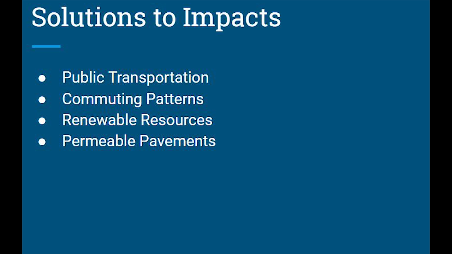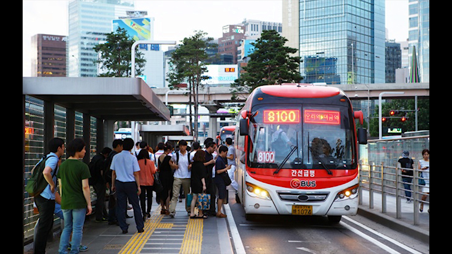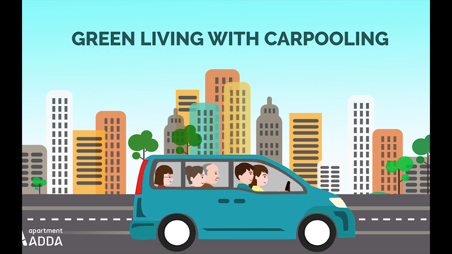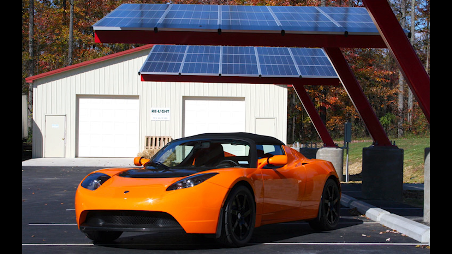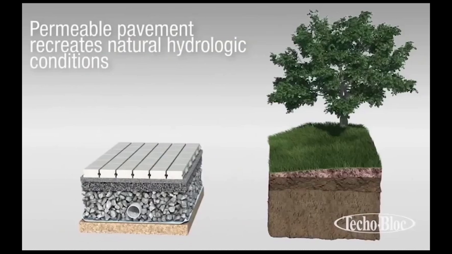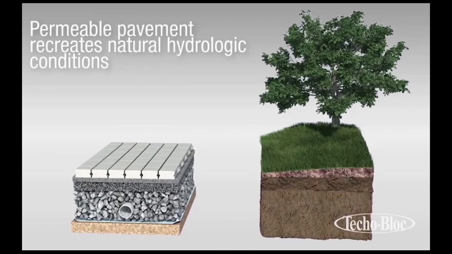Solutions to some of these environmental issues include public transportation, which would help in reducing the use of personal vehicles and the amount of greenhouse gases emitted per person. Improving commuting patterns, such as carpooling, would also reduce greenhouse gas emissions per person. Using renewable resources for fuel, for example, electric cars charged by solar panels, would generate less emissions. And permeable pavements, which offer a solution to reduce water runoff and the heat island effect.